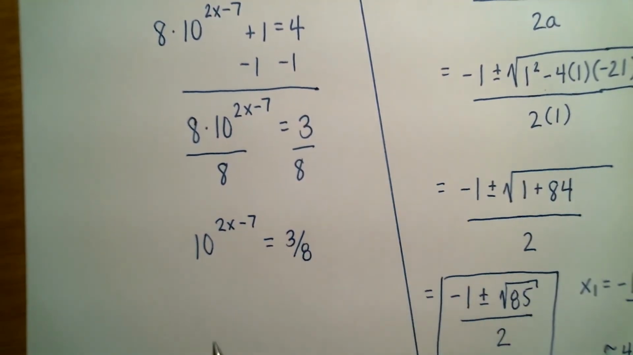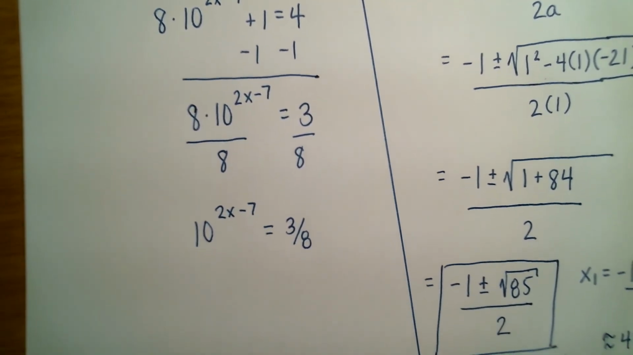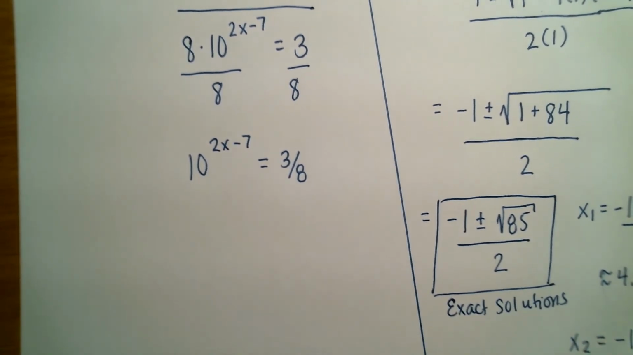Okay, so now the base and the exponent, that exponential piece, is isolated. So at this point, can you make the bases the same? The base on the left is 10. The base on the right is 3/8.